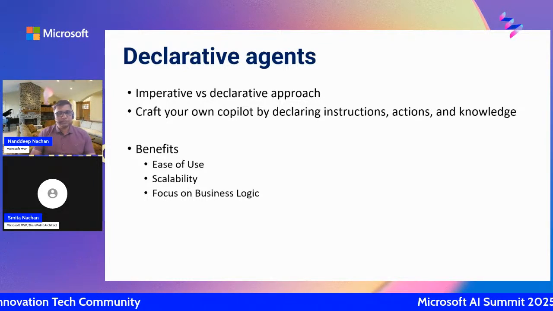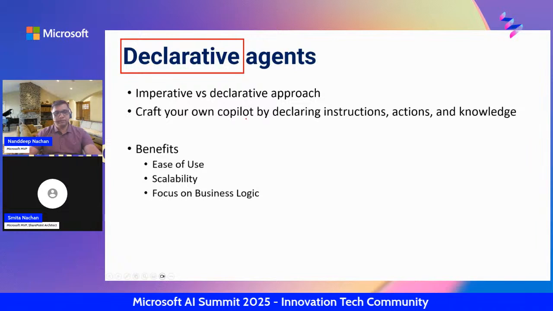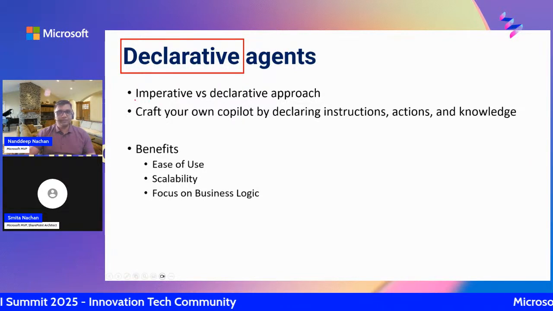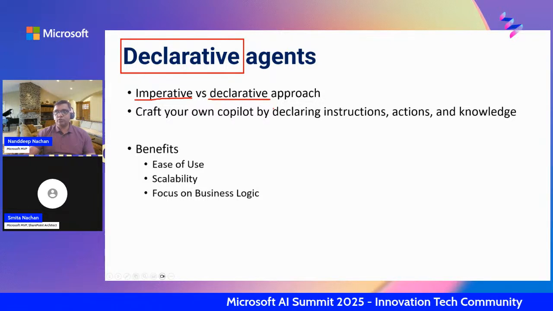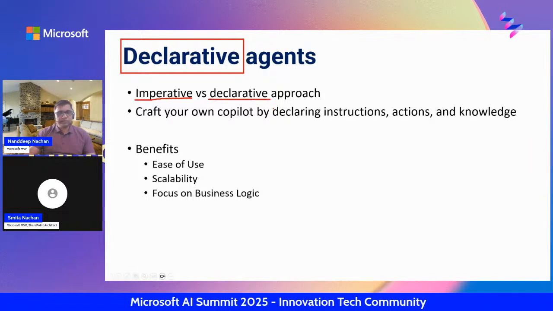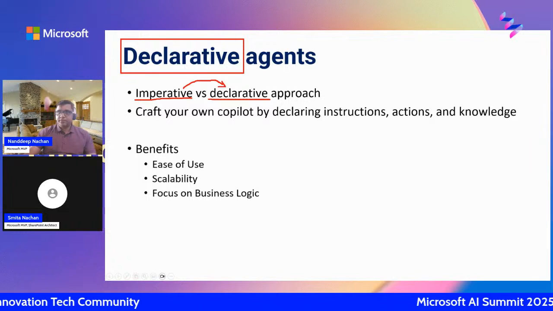So if you have paid attention to this word declarative, let us try to understand the meaning of that, like why they are declarative agents. Earlier we were working with agents which were imperative. Now we have the approach of declarative. So let us try to understand the difference between these two. And there is a paradigm shift happening from the imperative to the declarative approach.